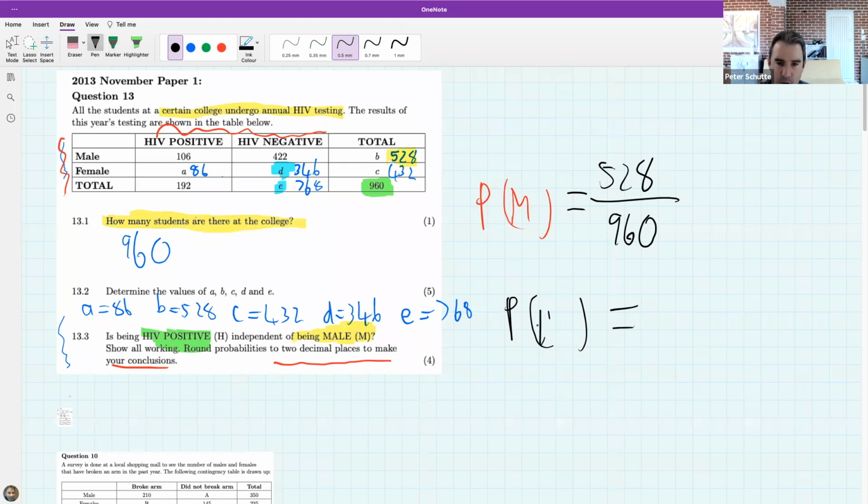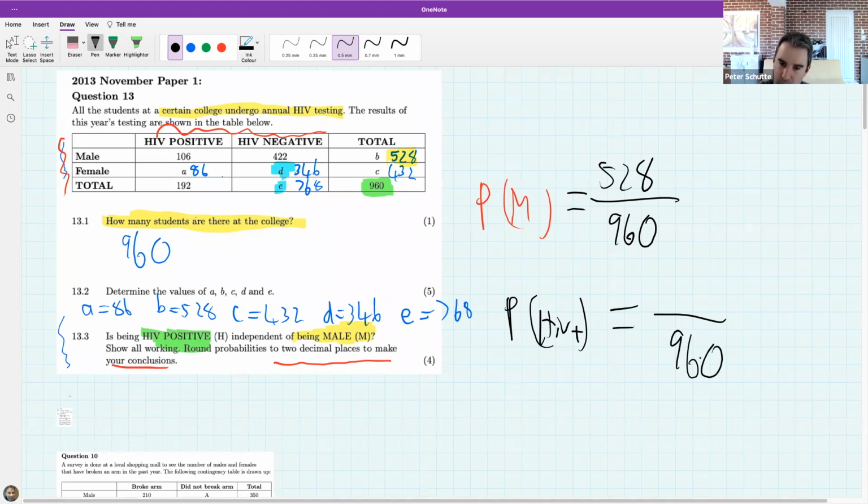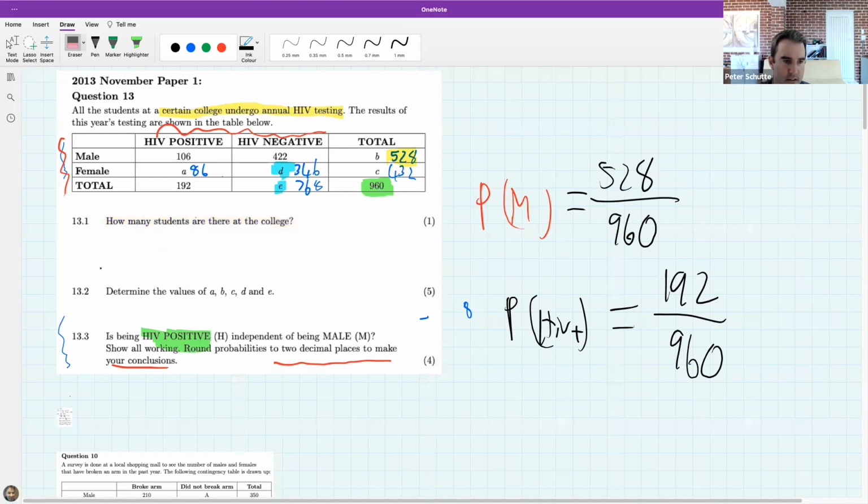What is the probability of someone being HIV positive in this table? If you randomly choose someone, there's 960 people in the table. And so this is going to be 192 out of 960, right? So let me get rid of some of this clutter because the screen is looking a little bit cluttered, isn't it? Okay, so we found the probability of being male in this group. We found the probability of being HIV positive.